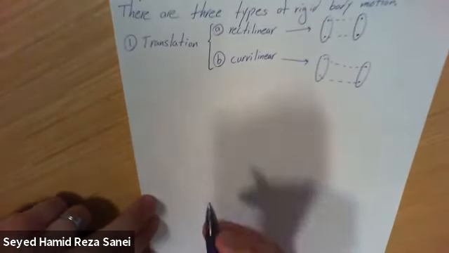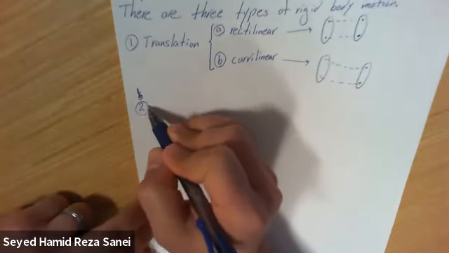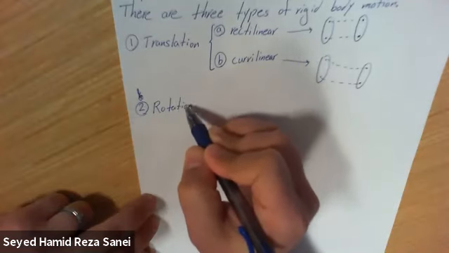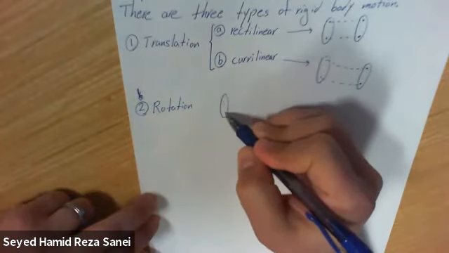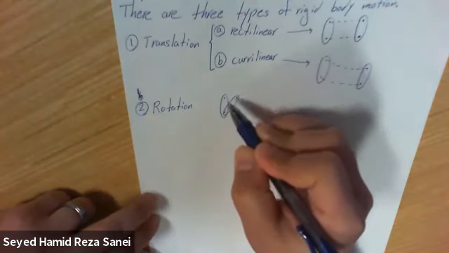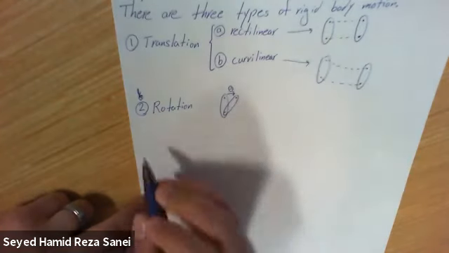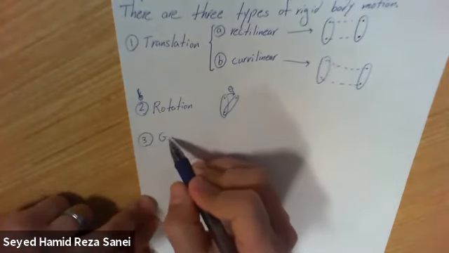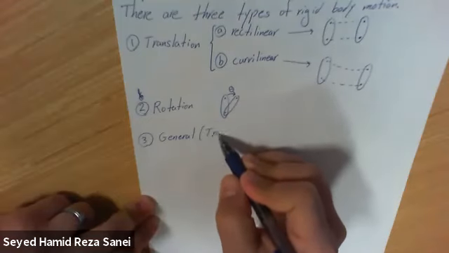The second type that we are gonna talk about, let's call it 2, is rotation. This is new to us. We can only talk about rotation because we're not neglecting the size. So for our object, rotation about a fixed point, our object is rotating. And then the third type of motion is general, which is the combination of translation and rotation.